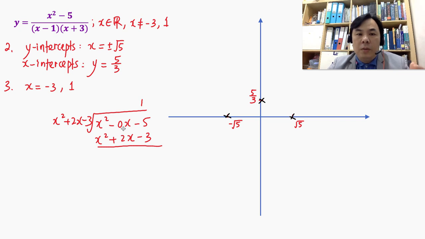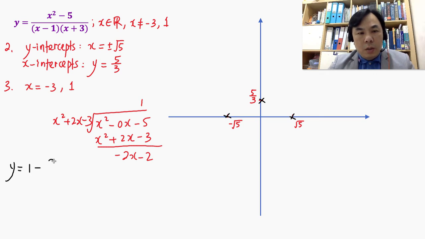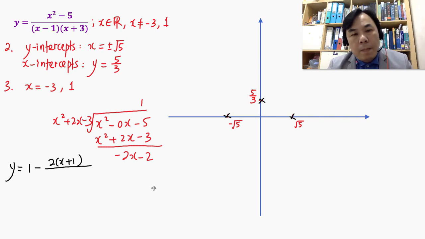So from here itself, you will have a negative 2x, negative 2 also. And then you will notice that the degree here is lower than the degree for the denominator. So therefore, we're going to stop our division, and then we are going to write down our y. So y can be written as 1 minus 2x plus 1. Did I get it correct? Let me see. Minus 2. This is 2x, so it's 0 minus, yeah, correct. And then divided by x minus 1, x plus 3.